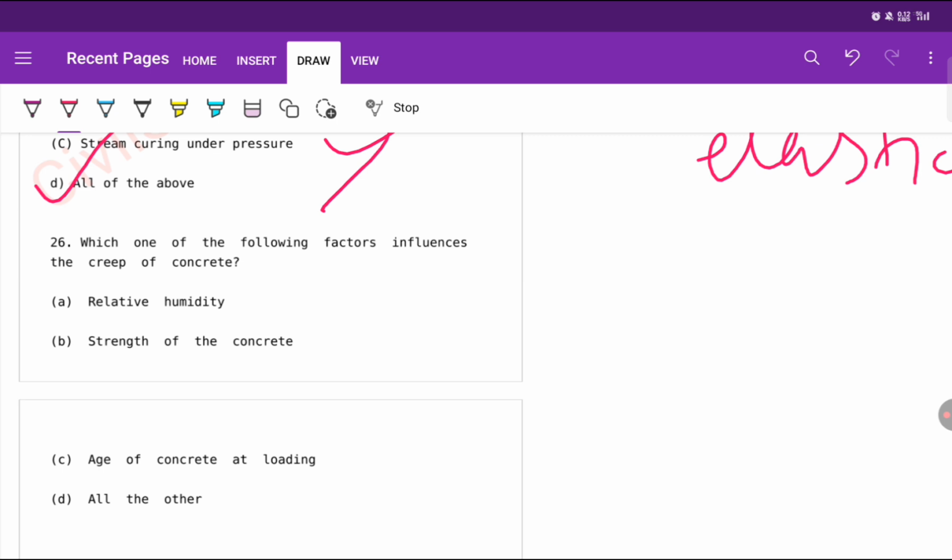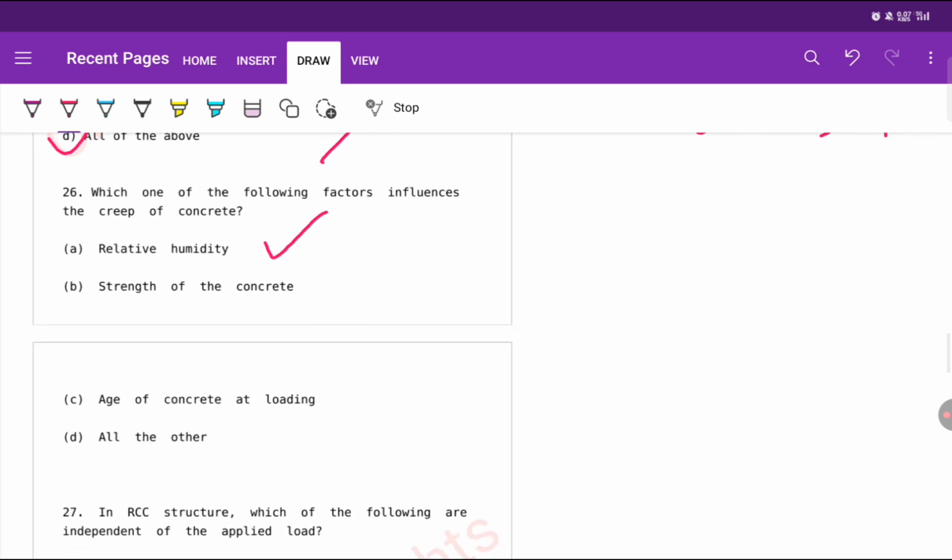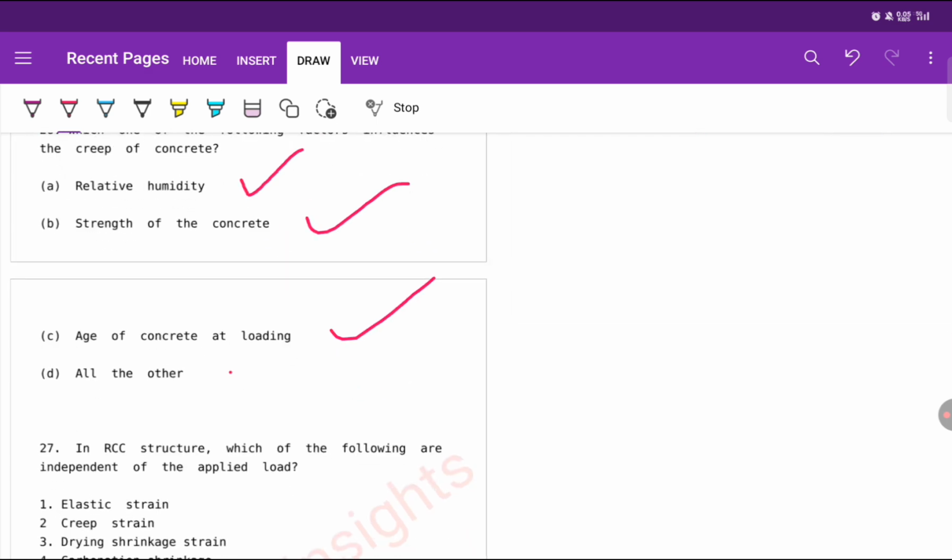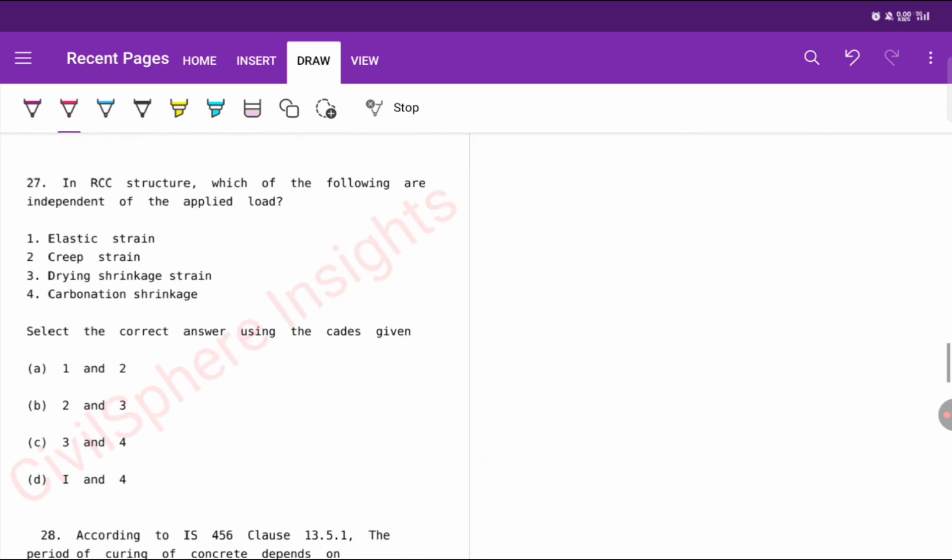Which one of the following factors influences the creep of concrete? First of all relative humidity, then temperature also affect it, strength of concrete, and age of concrete. So option D is the correct answer. Coming to the next question: in RCC structures, which of the following are independent of the applied load?